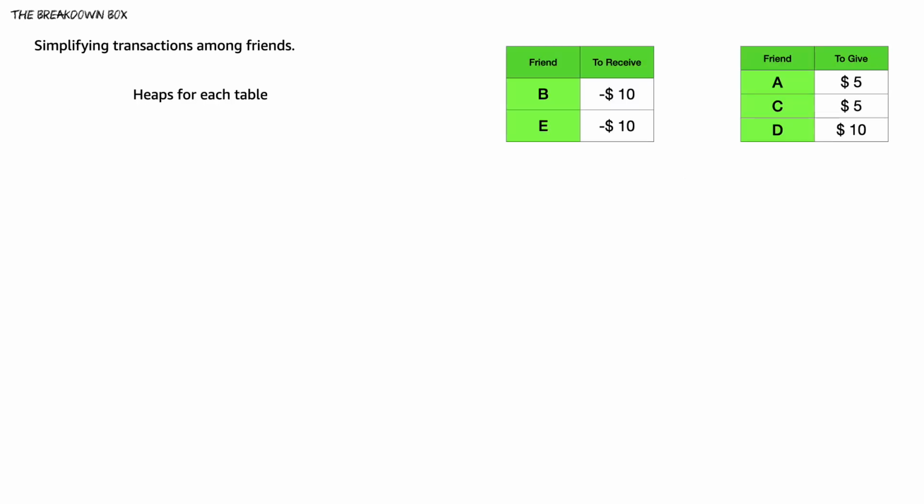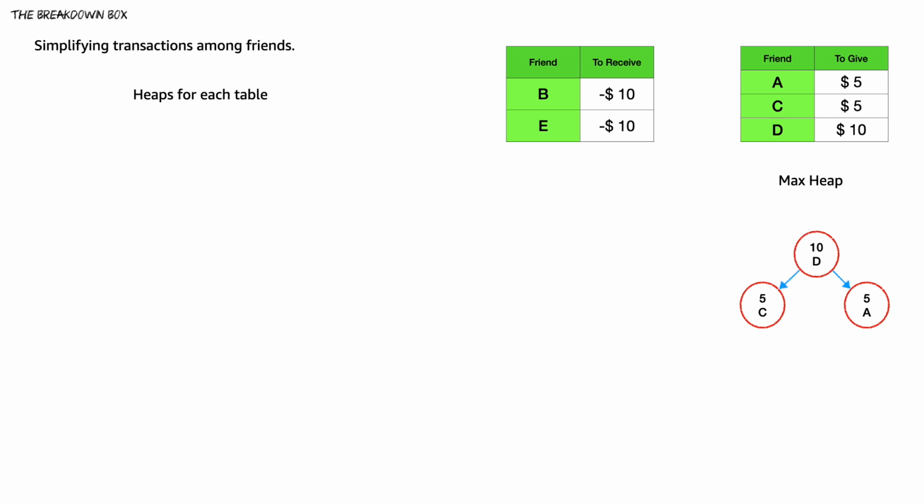And now that we have calculated our incoming and outgoing values, it's time to put this information into heaps to simplify the transactions. We have two tables, one for those who are owed money and another for those who owe money. Let's create a heap for each table to make it easier to keep track of who owes the most and who is owed the most. Max heap for positive values.